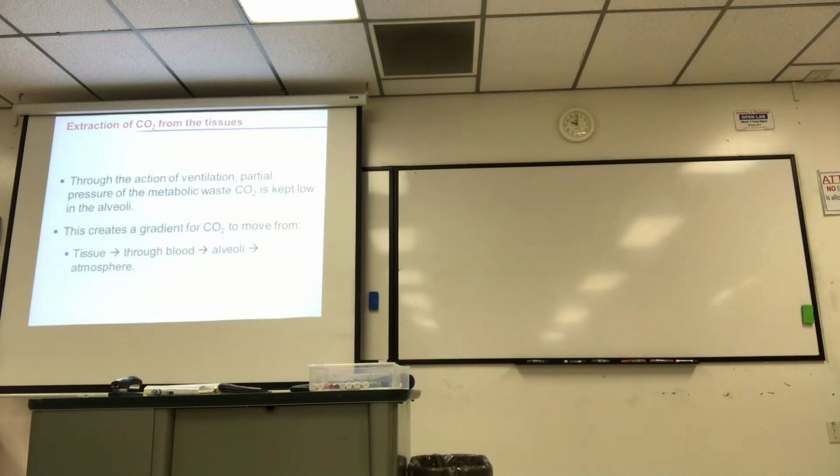So how you want to think of this is the respiratory system is extracting CO2 from the tissues. So the act of ventilation keeps the partial pressure of CO2, think of it as metabolic waste, low in the alveoli. And the number I presented to you this morning was about a tension of 40 millimeters of mercury. Keeping that number low creates a gradient for CO2 to move from tissue into the blood, into the alveoli, which you breathe off to the atmosphere.